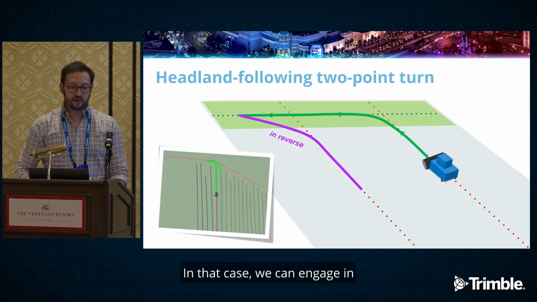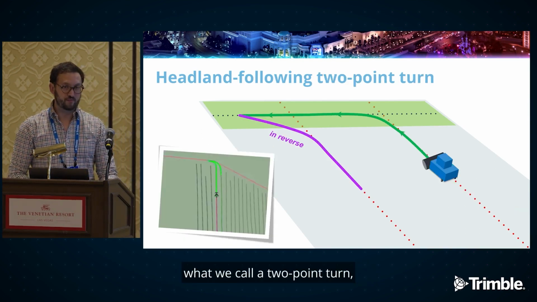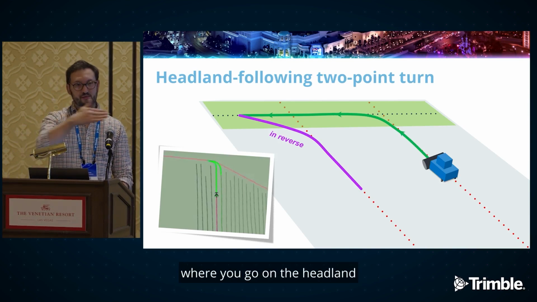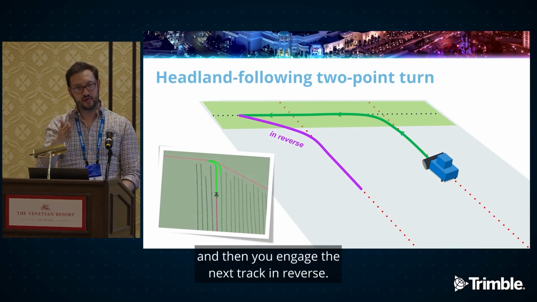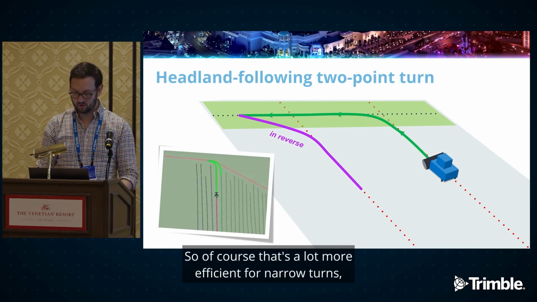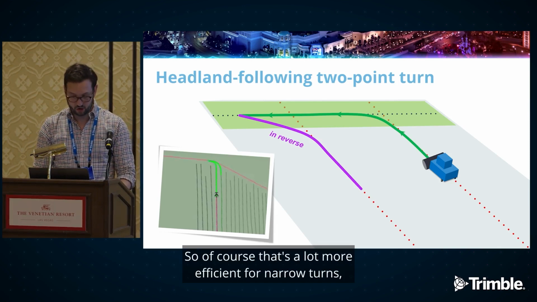But what if the tracks are very narrow for the turning radius of your vehicle? In that case, we can engage in what we call a two-point turn, where you go on the headland, and then you engage the next track in reverse. So of course, that's a lot more efficient for narrow turns.